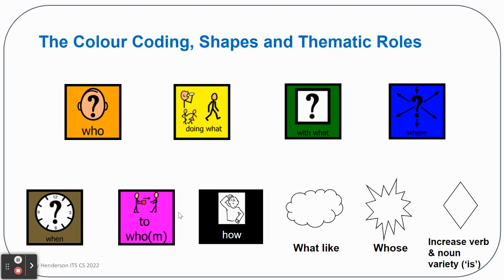And you can see here that each element of the sentence is colour-coded a different colour to highlight that and make that explicit for the children. So they can build those sentences and translate that into their everyday conversations.